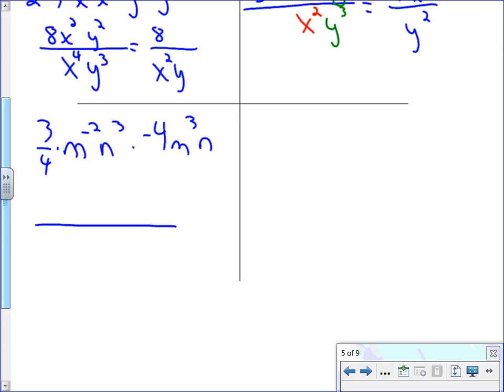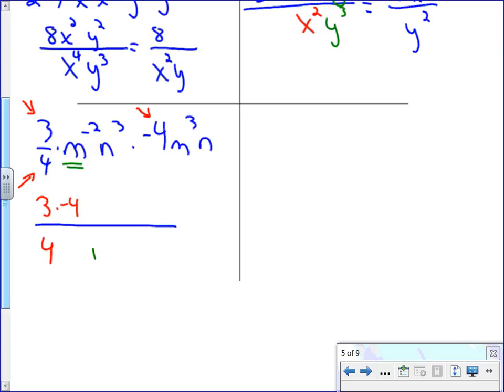This 3 right here goes in the numerator. This 4 goes in the denominator. And this -4 goes in the numerator. None of them have negative exponents. They stay where they are. Okay? I'm going to do the m's next.